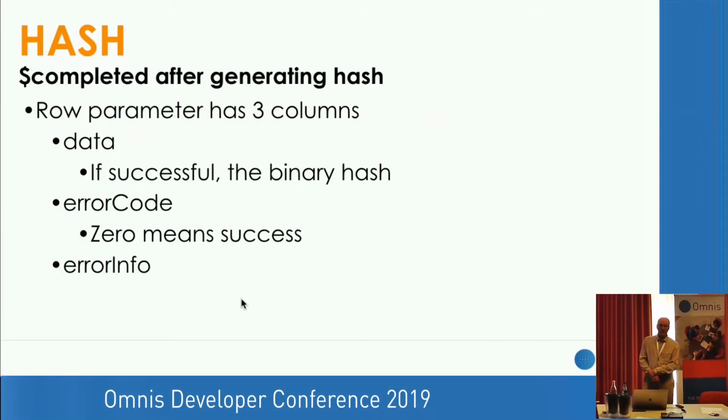So after the hash has been generated, as it's a worker, $completed will be called, and you'll get a row with 3 columns: data, which is the binary hash, and then error code and error info.